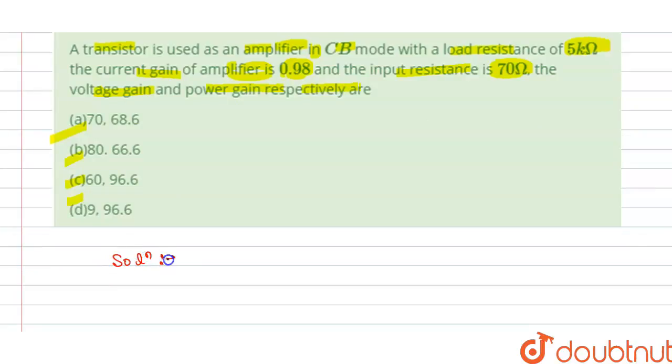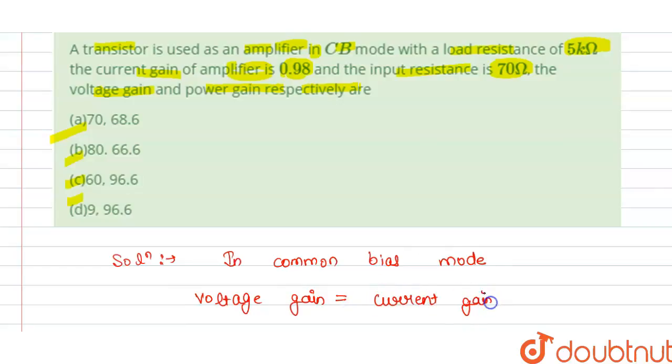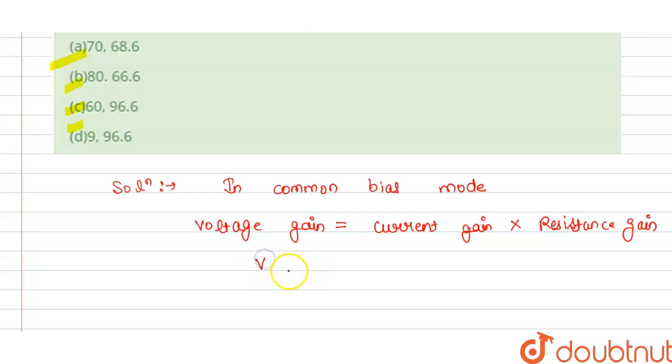So the solution of this question is, we have a transistor in the common base mode. So we know that in common base mode, the voltage gain is equal to the current gain multiplied with the resistance gain, and we have the voltage gain, that is V.